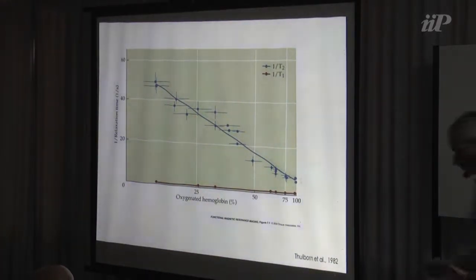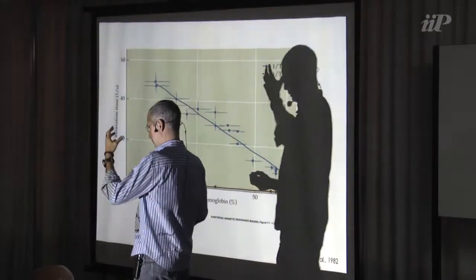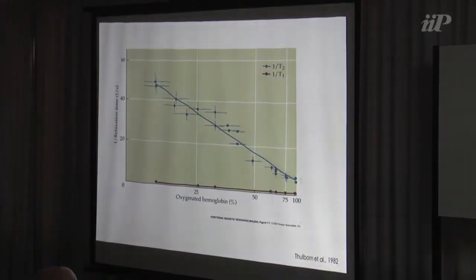So what is it then? Now you have an increase in electrical activity, you have an increase in blood flow. This blood flow is rich in oxyhemoglobin. Oxyhemoglobin is diamagnetic.